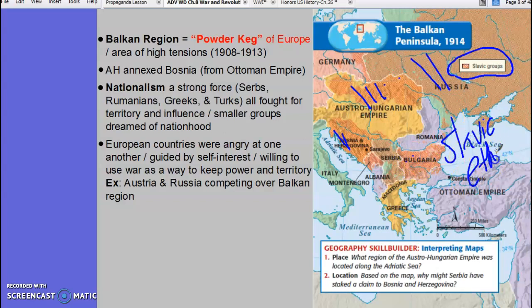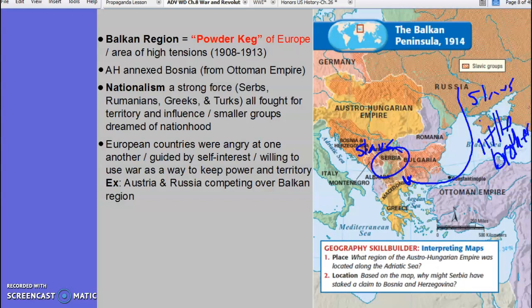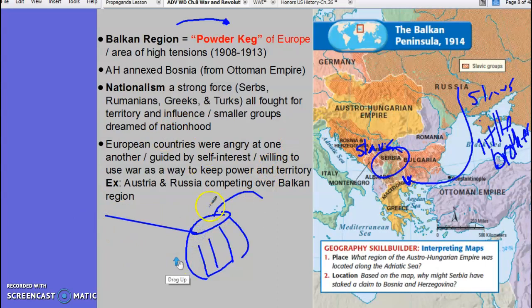That is an ethnic group. There's a lot of Slavs in Russia, and there's a lot of Slavs in this area of the Balkan Peninsula, specifically Serbia. Russia kind of viewed Serbia as their little brother. They wanted to look out for their Slavic brothers. The Balkan region is referred to by historians as the powder keg, kind of like one of those kegs of gunpowder that you would see in the cartoons. One spark hits it, and boom.